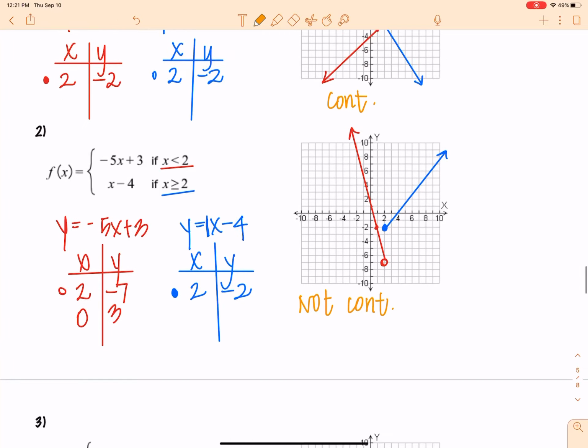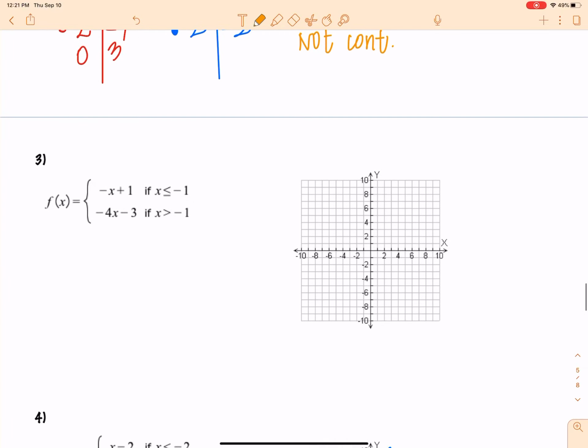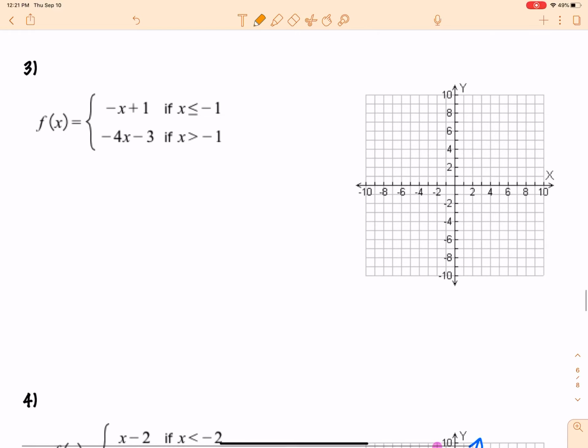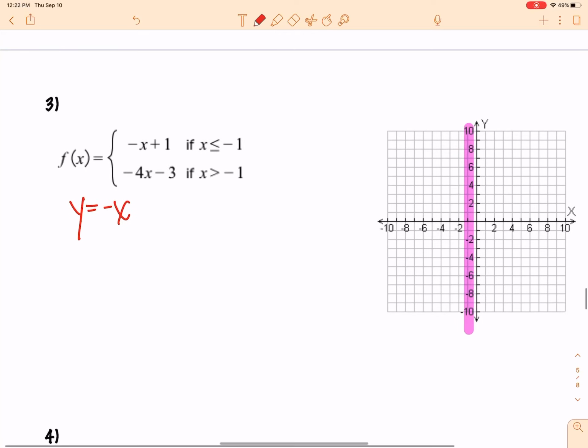All right, number 3, let's do one more together before I let you do one by yourself. So hopefully you're catching on a little bit. So where's our boundary line here? Our boundary line here is at -1 because of the domain. So you put a little line. Now let's start graphing. So y equals negative x plus 1.